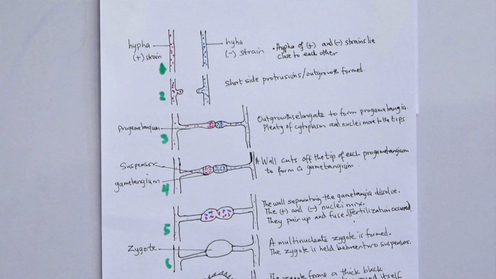Good. Now the next thing to happen is that the wall between these two gametangia dissolves. And when the wall dissolves, the plus nuclei and the minus nuclei mix, and then they pair up, and then they fuse. So fertilization takes place. Then, when they have paired up and fused, a zygote is formed.